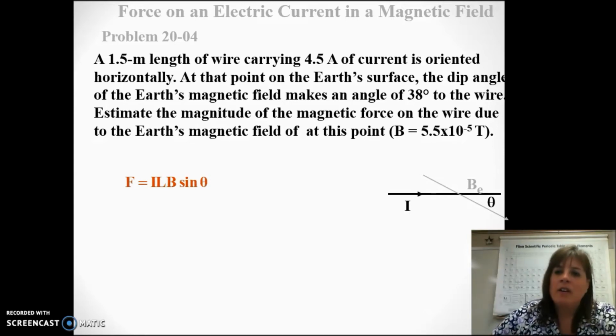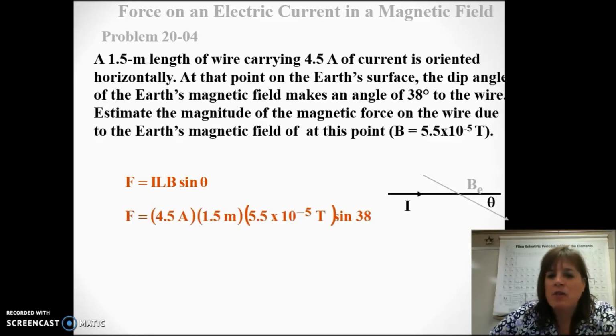Well, if you plug your equation into our F = ILB equation with the sine of theta, because we've got an angle, you should have gotten 2.3 times 10 to the negative fourth newtons for a force. Not a big force, but Earth's magnetic field does exert forces on current carrying wires.